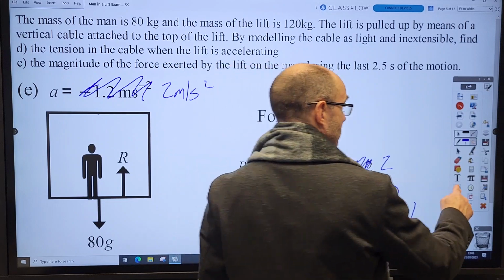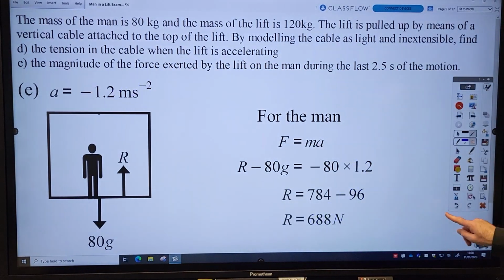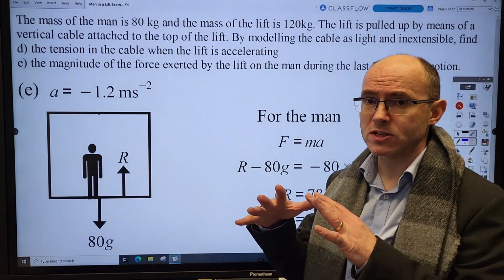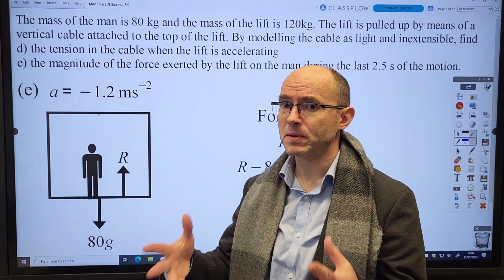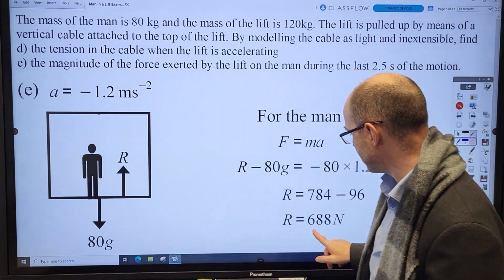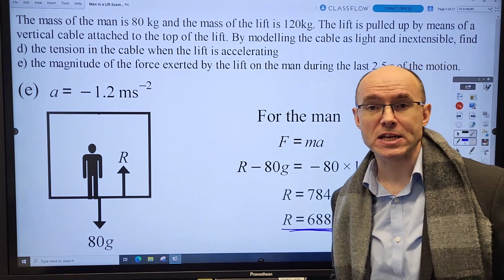If I just get rid of that and put it back to how it was during the deceleration phase, you feel lighter. Because you're slowing down, you do feel lighter. Hence, that reaction force is actually lower.